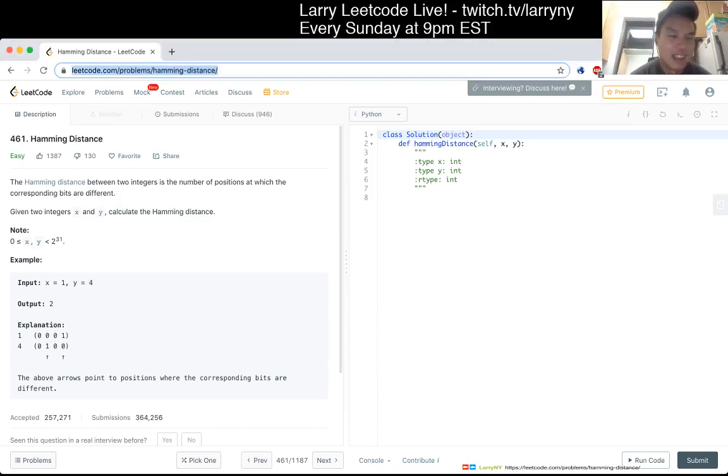461 Hamming distance. The Hamming distance between two integers is the number of positions in which the corresponding bits are different. Given two integers x and y, calculate the Hamming distance. Okay.